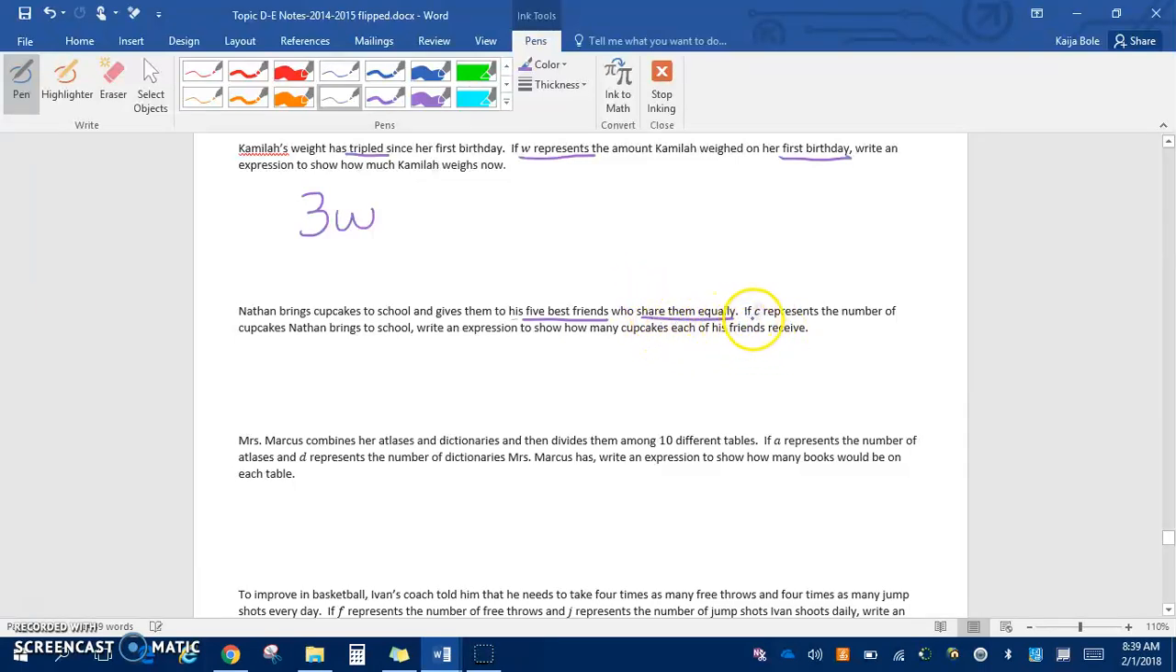And then we know C represents the number of cupcakes he brought. So he's got C cupcakes and he shares them equally. That means we're dividing them amongst those 5 friends. So it's C over 5.